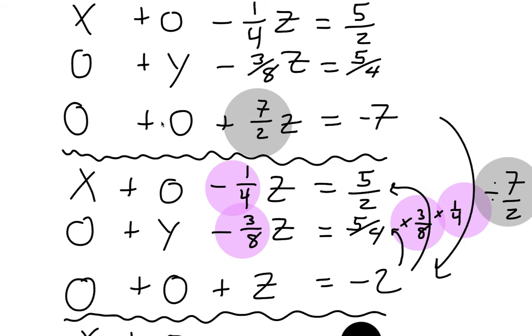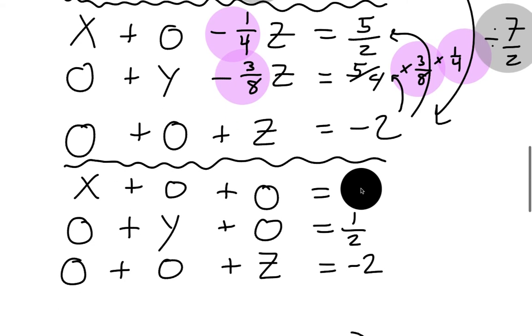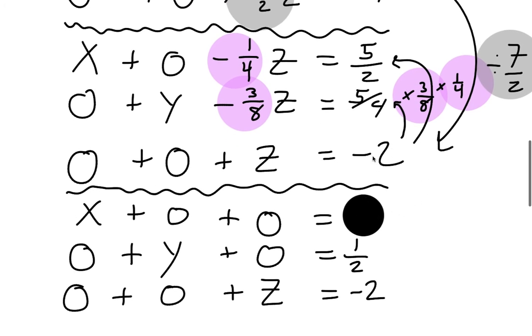But now that we've divided this bottom equation by 7/2, you get z is equal to negative 2. And then I see the negative 1/4, and I can take this bottom equation and multiply it by positive 1/4 so that this entire term goes to 0. When I do that, you get negative 2 times 1/4 is negative 1/2, and add it to 5/2. And I want you to do that. Take negative 2 and multiply it by 1/4 to get negative 1/2. And what do you get when you add 5/2 and negative 1/2?